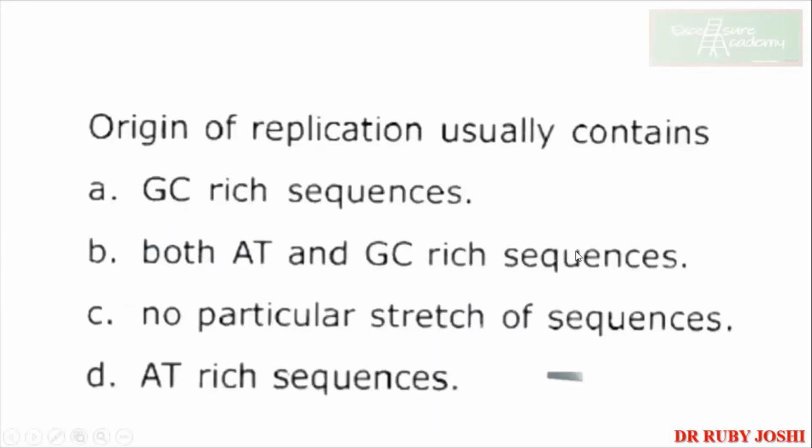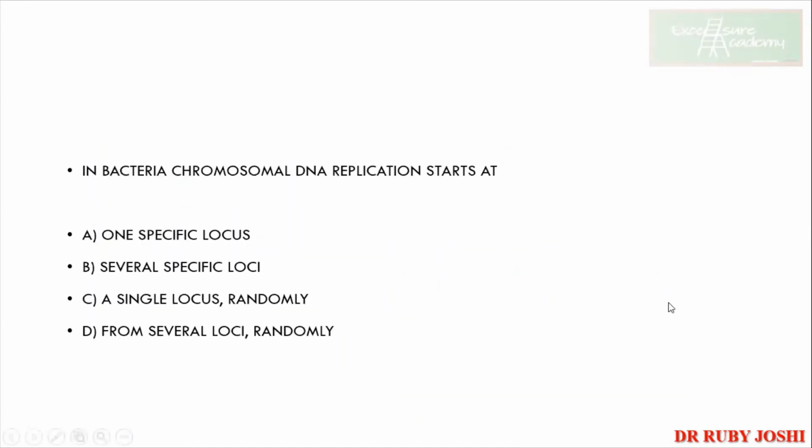Now, origin of replication usually contains dash. You should know this; I have said it like a thousand times in the class. The correct answer is AT-rich sequences. Good. Now, in bacteria, chromosome DNA replication starts at dash.